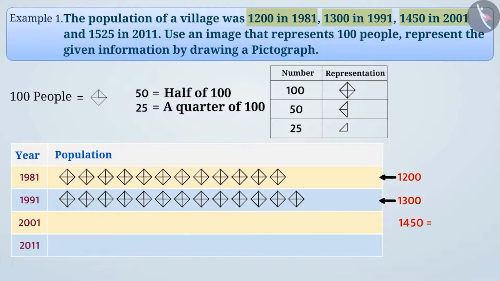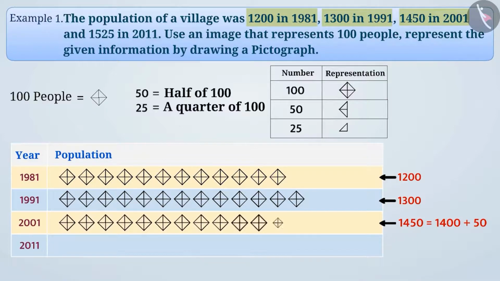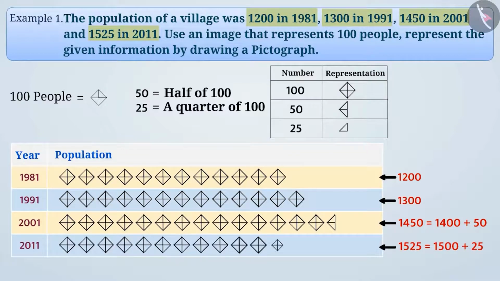Since 1450 is equal to 1400 plus 50, we will use 14 images of this type for 1400 and half of this type for 50. Since 1525 is equal to 1500 plus 25, we will denote it by making 15 such images for 1500 and 25 with a quarter image. In this way, we have represented the given information by making a pictograph.